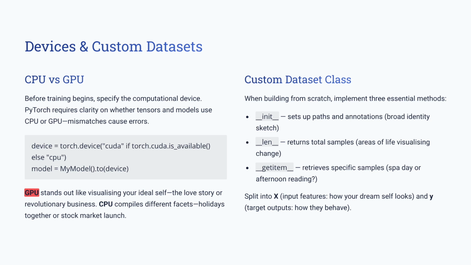We then split inputs and targets. The dataset is divided into X, representing the input features, such as how our dream self looks on paper. Y, representing the target outputs, like scenes of how our dream self behaves in various situations. The neural network must switch fluidly between training mode, or how we mentally prepare for a situation such as an event, and evaluation mode, how we actually behave at the event beyond the mental rehearsal.